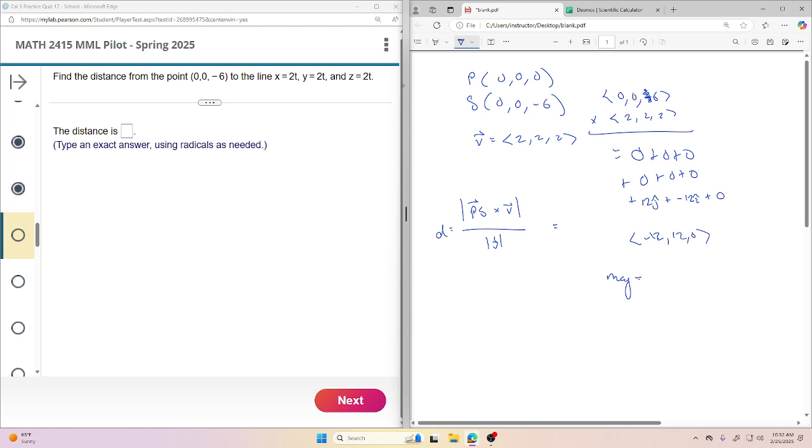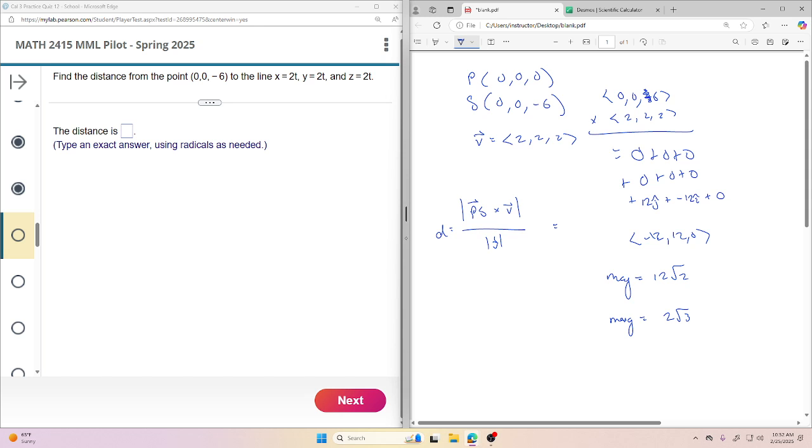Magnitude of that would be 12 square root of 2, because you're learning all about square roots in Calculus 3. Magnitude of V. Is it square root 12? I was going to do 2 square root of 3. You see the patterns though, right? There's 3 2s.